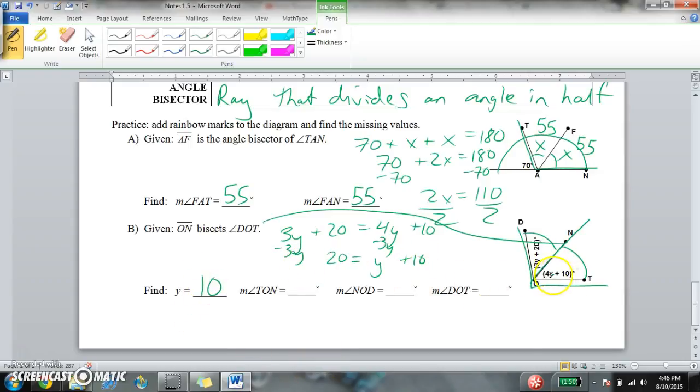To figure out what each angle is, so TON would be this angle right here. Plug that in. 40 plus 10 would give me 50. I know I've got an angle bisector, therefore the other angle must equal the same thing, because an angle bisector creates two congruent pieces, so both of these have to equal 50, and then the entire angle together would equal 50 plus 50, or 100 degrees.